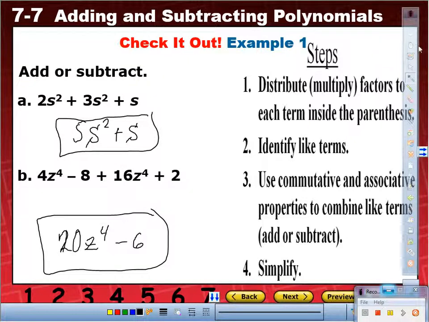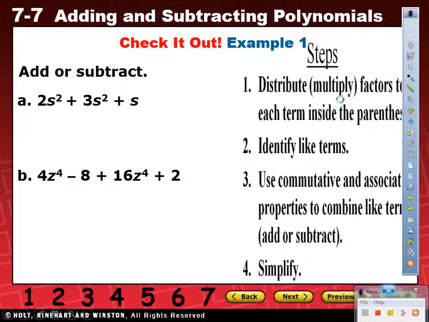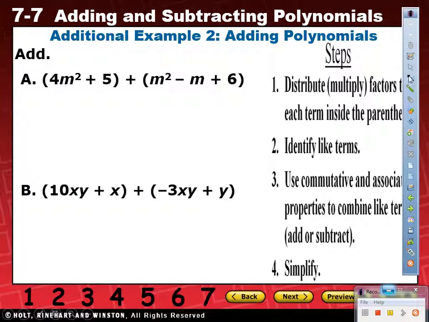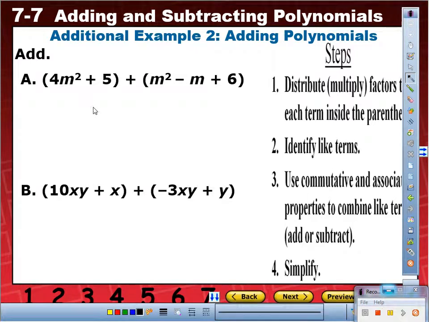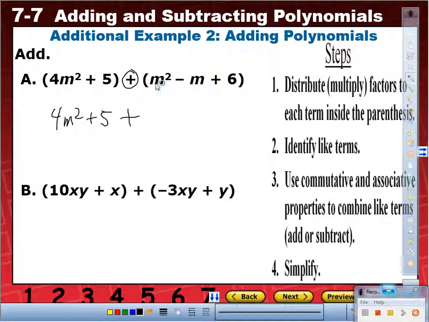However, everybody look up, please. When you get to these, hold on, not those. In a second. These. Pens down, please. Eyes up here. This is the same thing that we were doing earlier, but now they're grouping them together. So, first things first. Notice that this is addition. Do we have a number here? No. How about here? No. If it's addition and both parentheses do not have a negative sign or a number in front of them, rewrite it like this. 4m squared plus 5 plus m squared minus m plus 6.